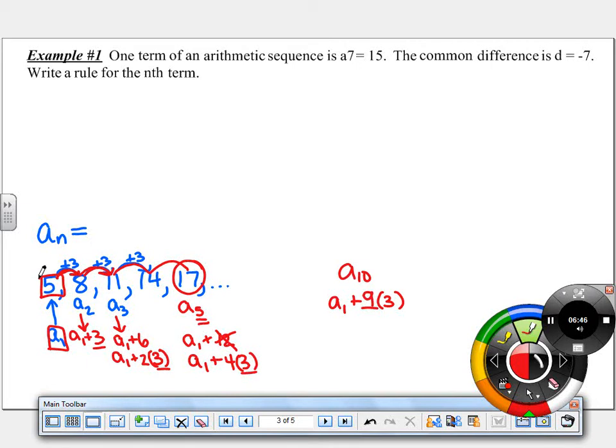So look at the pattern. To get the second term, I only added 3 1 time. To get the third term, I added 3 2 times. To get the fifth term, I added 3 4 times. You're always adding that difference one less time. Does that make sense to everybody?